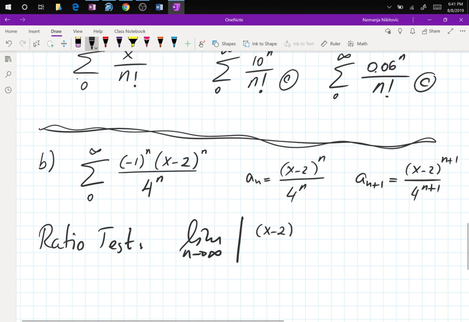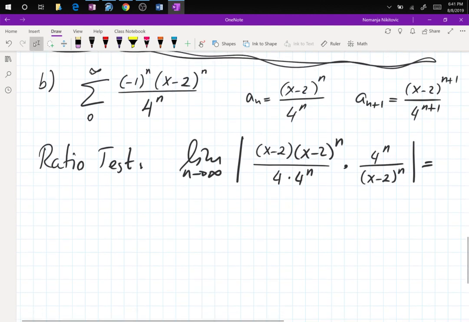So we have (x minus 2) to the n times 4 to the n. So this is that n plus 1 peeled off already, times the flip of the original series, because it was in the denominator, now goes in the numerator, so it flips. Cancel (x minus 2) to the n, (x minus 2) to the n, 4 to the n, 4 to the n. Nice one. And what you're left with is the limit as n goes to infinity of x minus 2 divided by 4.